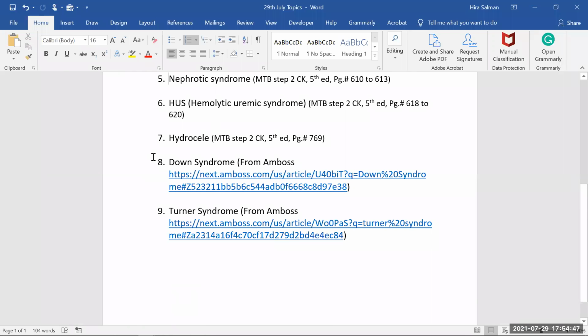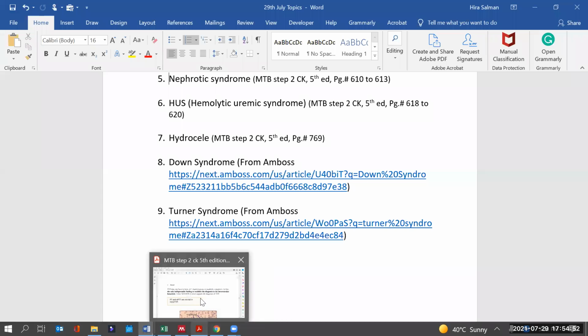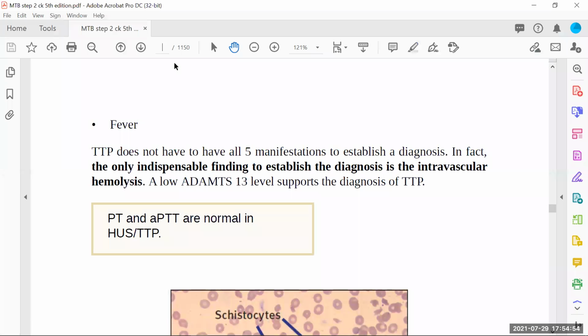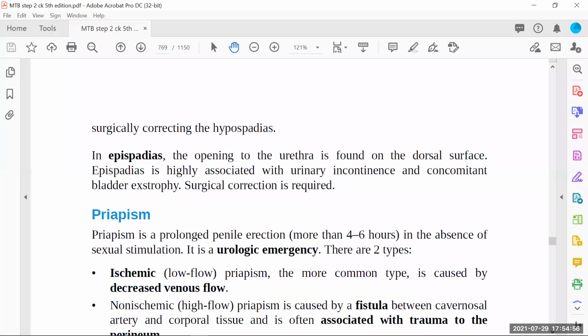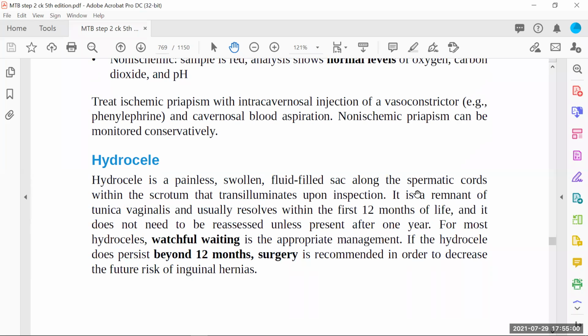Okay. Then we have hydrocele. Hydrocele is a very small topic. Small terms you need to memorize. Whenever we say hydrocele, it's a painless, fluid-filled sac along the spermatic cord within the scrotum that transilluminates upon inspection. So think about it: within the scrotum, along the spermatic cord, there is a fluid-filled sac, only water is there, nothing else.